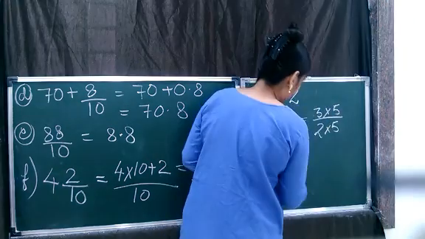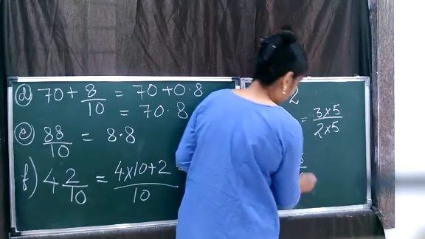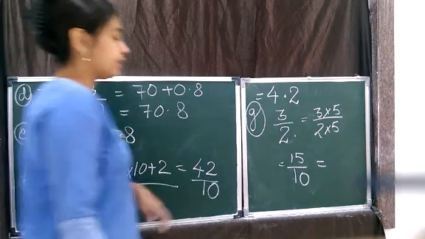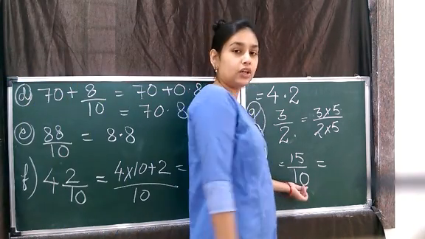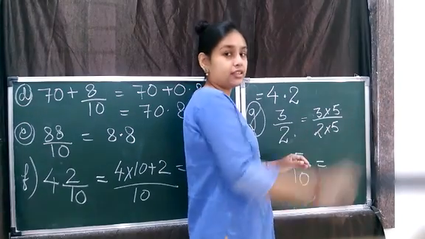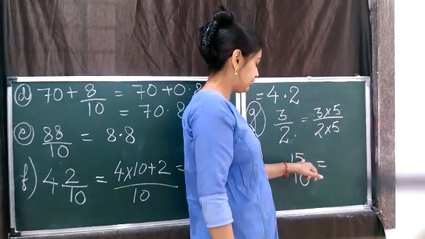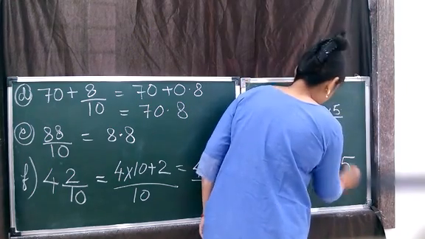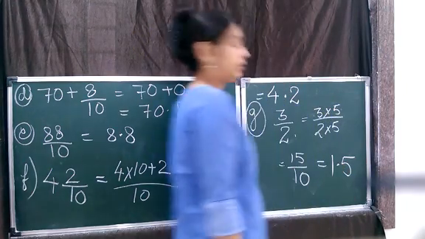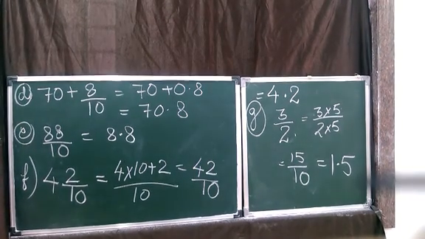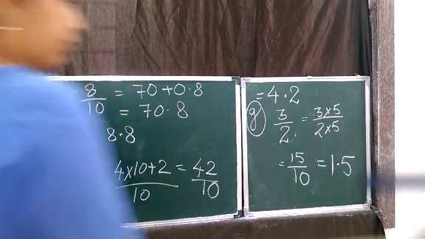So 3 5s are 15, 2 5s are 10. Now we can convert it into a decimal. How to convert it into a decimal? It is a 0, that is 1 0, that means one place decimal. That means after the decimal there has to be only and only one digit. So this is the digit and then we put the decimal here. We start from the right side. So 5 decimal and then 1. So the answer comes out to be 1.5.